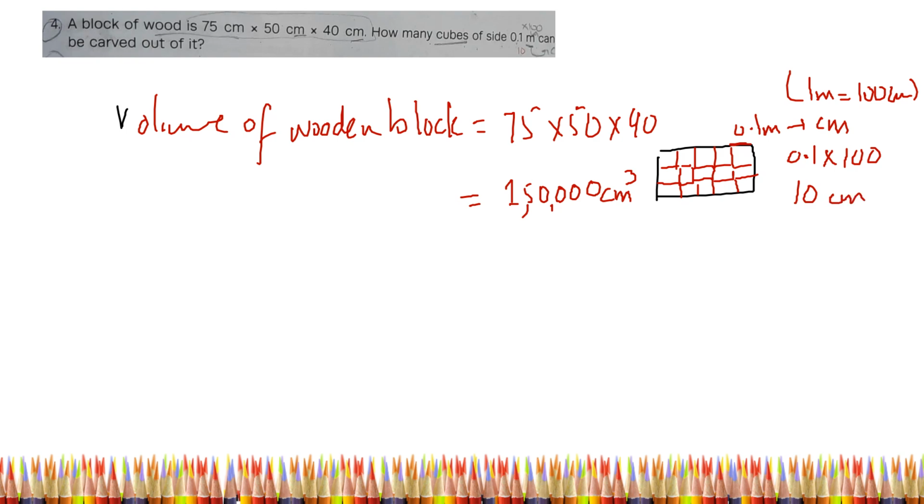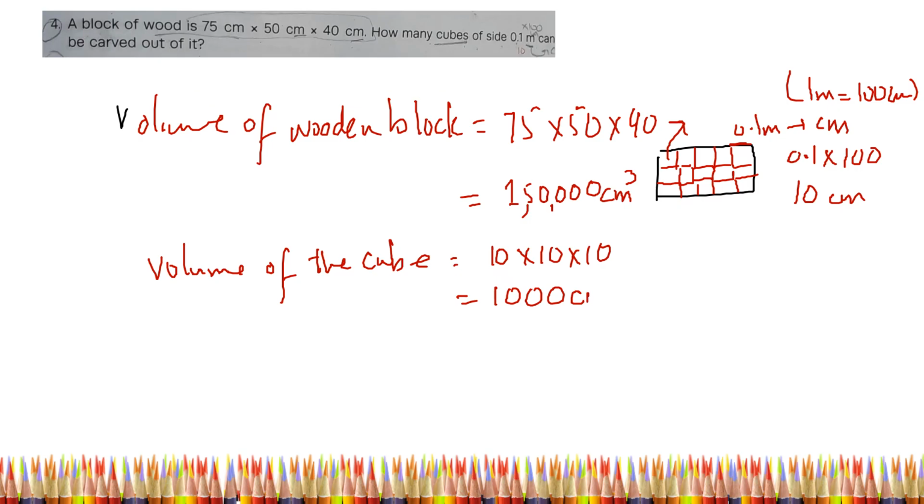So that means for the cube also we need the volume. So firstly we will find the volume of the cube. Volume of the cube is equal to 10 multiplied by 10 multiplied by 10, which is equal to 1000 centimeter cube. Now it is asked how many cubes of this side can be carved out of it.